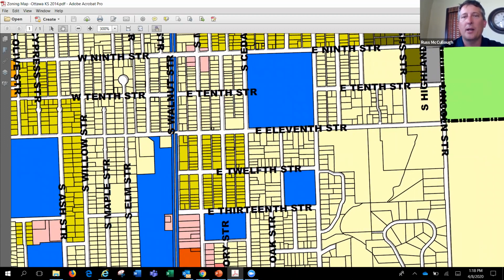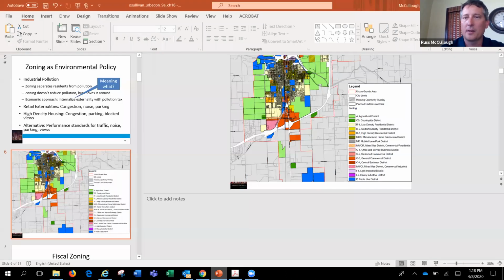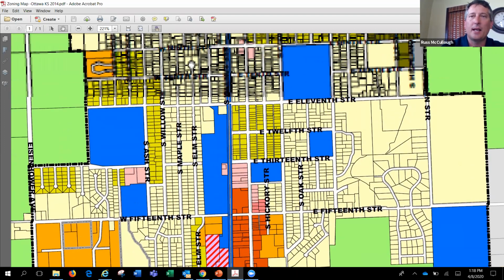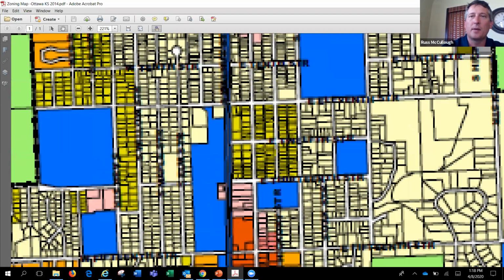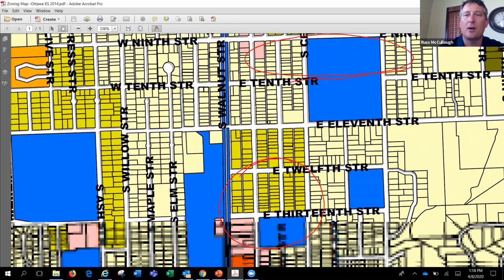Surrounding Ottawa University, we have these residential areas at this point, but there are some yellow areas. If you remember back from our key, the yellow was R2, medium density. So near the university, the city has zoned some areas to be able to put in higher density living. If you buy a house in this area, you might have duplexes being put up next to a single family home at some point in the future. It might not be happening now, but it could be there.